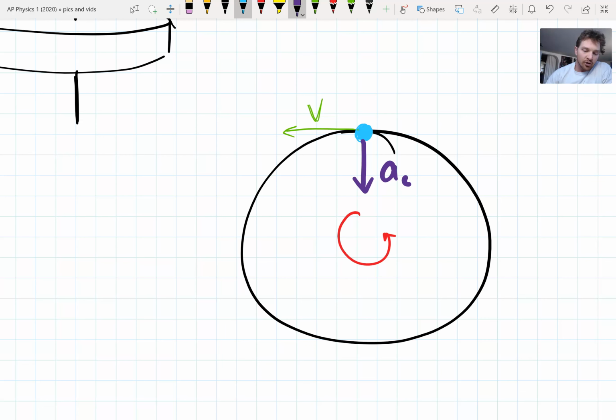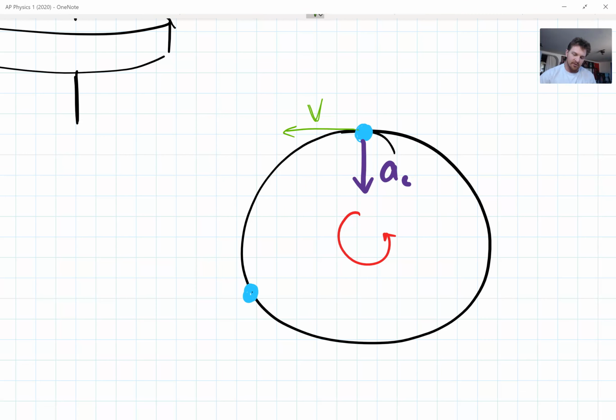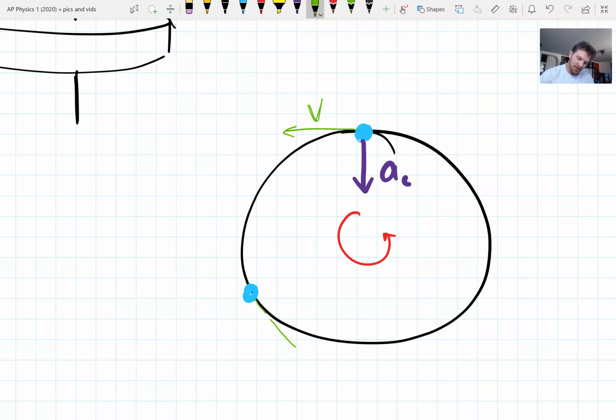And no matter where we put it, if we put it down here, the velocity would still be a straight line tangent to the path right there, and the acceleration would still be pointing towards the center of the circular motion. So those two things always have to happen. That's our talk about vectors.